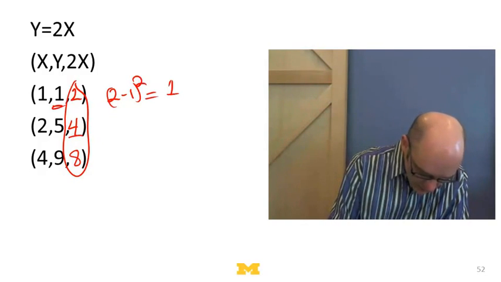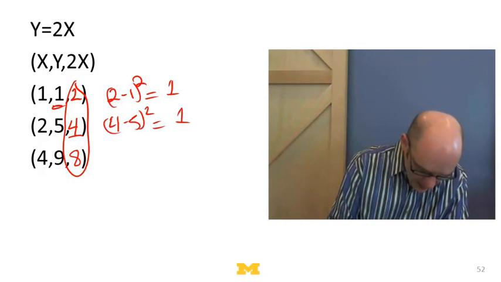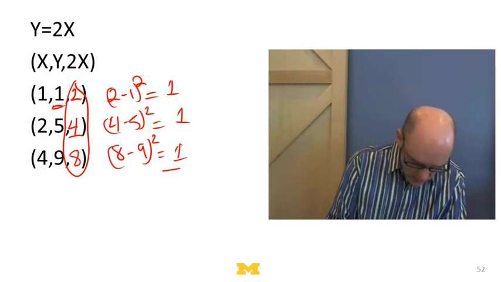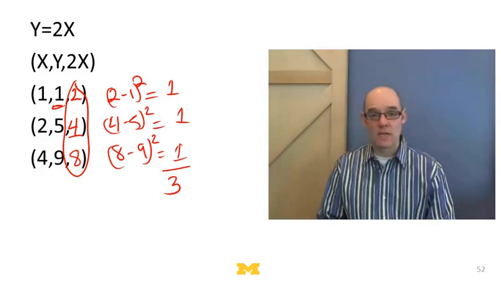Here I predicted 4, and the actual value is 5. So I'm going to get 4 minus 5 squared, which is 1. And here I predicted 8, right? And the actual value is 9. So 8 minus 9 is also 1. So I get 1 squared. So the total amount is 3.